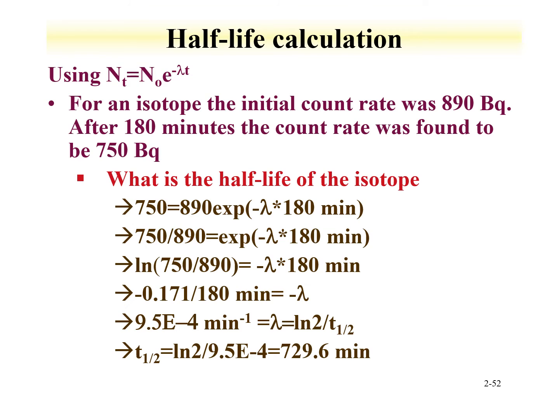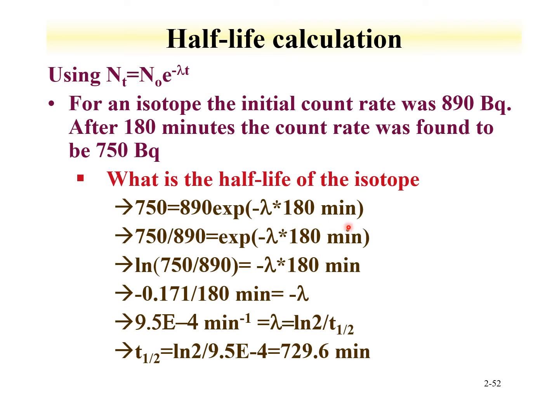Let's make some examples with these equations. So, a half-life calculation. Let's use the number of atoms at a given time is equal to the number initial times e to the minus lambda t. We'll utilize this in terms of activity. We have an initial count rate of 890 becquerel. After 180 minutes, the count rate was found to be 750 becquerel. What's the half-life of the isotope?